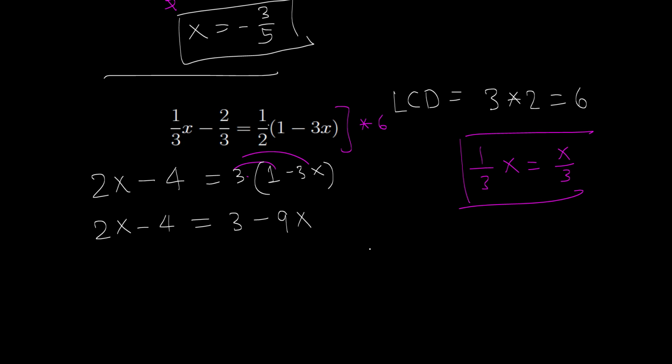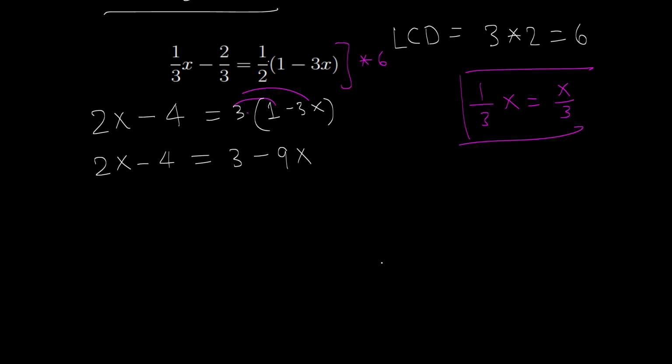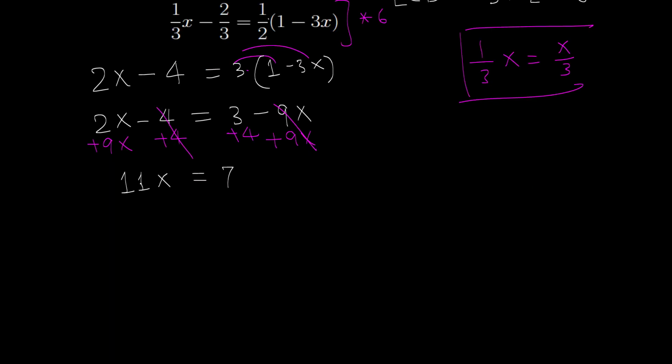Now we move terms around. That means x terms on the left side and numbers on the right side. So here is negative 9x, so moving to the left means add 9x. Here is negative 4, so add 4. So 2x plus 9x, both like terms, so 11x. 2 plus 9 is 11, is equal to 3 plus 4, 7. Now divide both sides by 11, so we get x equals 7 over 11. Final.